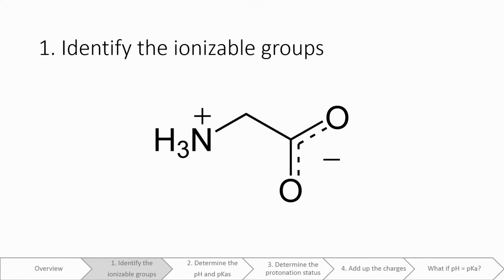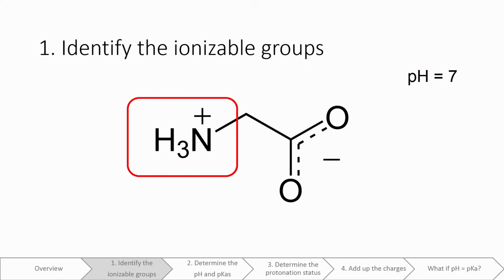Let's start with a simple example where we're calculating the net charge of a single amino acid like glycine and work our way up from there. Here we have a picture of glycine, and let's pretend that we wanted to determine the net charge of glycine at pH 7. The first step is to identify the ionizable groups on glycine. Glycine has two ionizable groups.